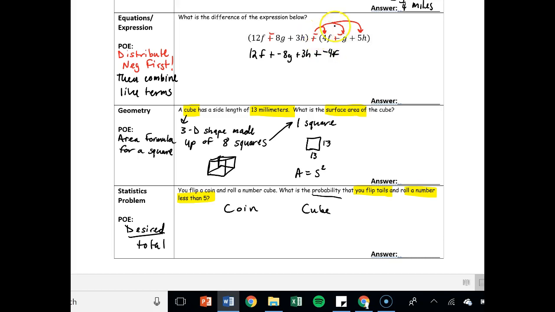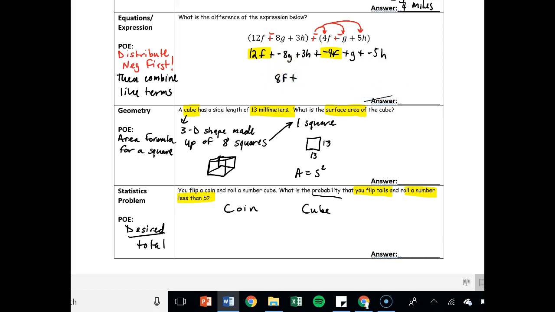And then what is a negative times a negative g? That's a positive g, or 1g, right? And then what is a negative times a positive 5h? That's a negative 5h, right? And now we can go through and find our like terms. So you can say 12f and -4f. What does that give you? That gives you 8f, right?